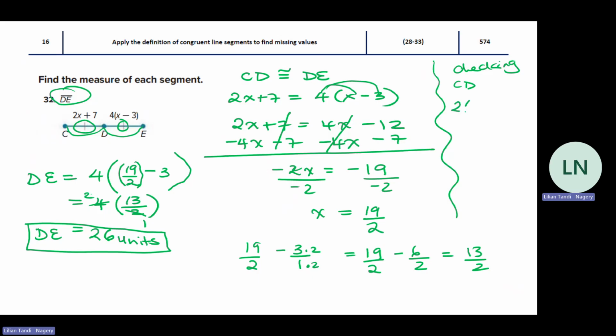So 2 parentheses 19 over 2 plus 7. These 2 and these 2 go away. 19 plus 7 equals 26. So I am correct. So yes, this is my answer.